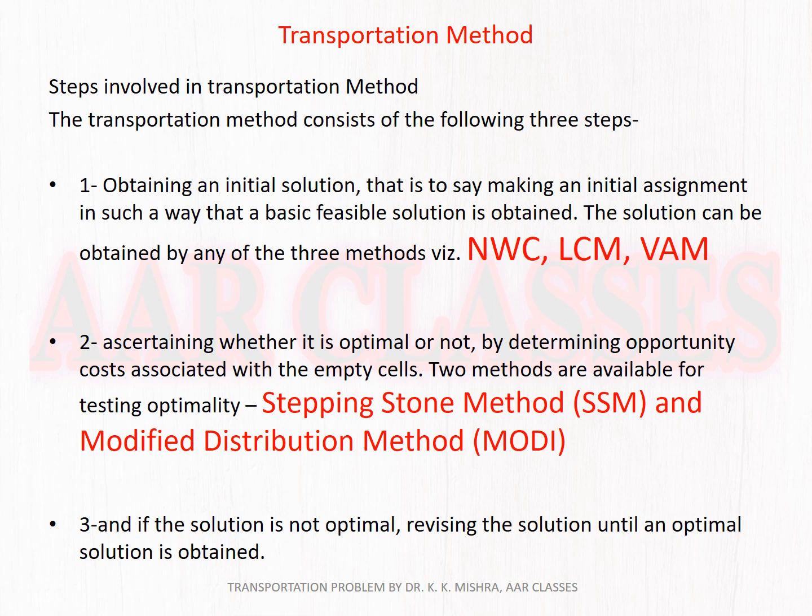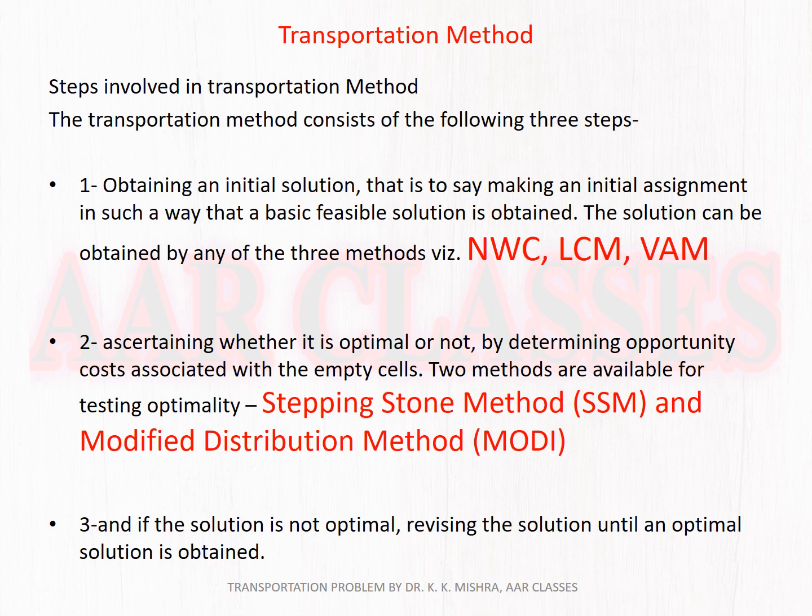The second step is testing the optimality of the solution found in step 1. There are 2 methods available: one is the stepping stone method and the other is the modified distribution method, in short known as MODI. And the third step is, if the solution is not optimal, revising the solution until an optimum solution is obtained. These are the only 3 steps that we consider in the transportation method.